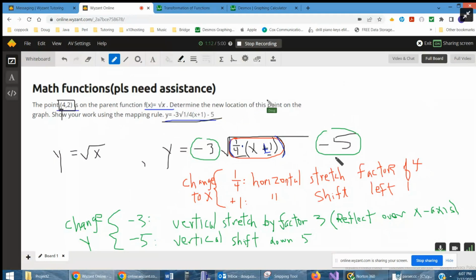The numbers circled in green cause changes to the y value. This 3, if it was a plus 3, would cause a vertical stretch by a factor of 3. In other words, we've determined what this value is, and now we're going to multiply it by 3. The fact that it's negative causes a reflection over the x-axis. And the minus 5 just causes a vertical shift down 5.